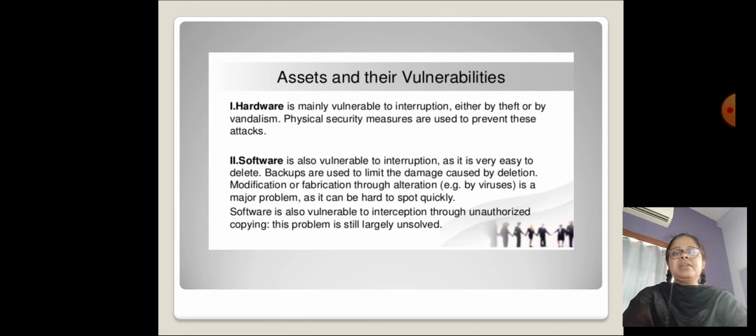Hardware is mainly vulnerable to interruption, either by theft or by vandalism. Physical security measures are used to prevent these attacks. Software is also vulnerable to interruption, as it is very easy to delete. Backups are used to limit the damage caused by deletion, modification, or fabrication through alteration.